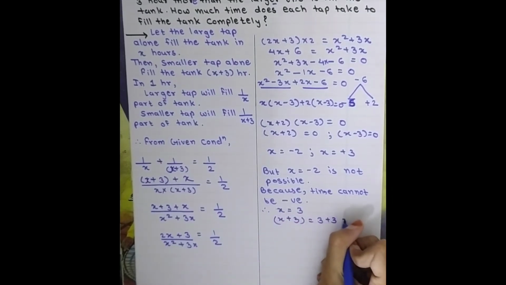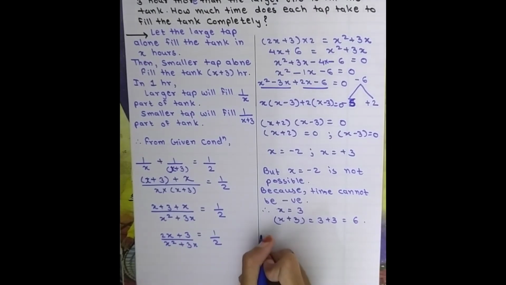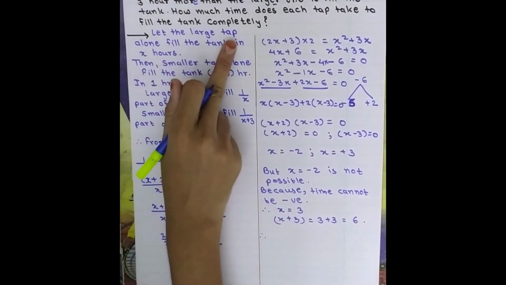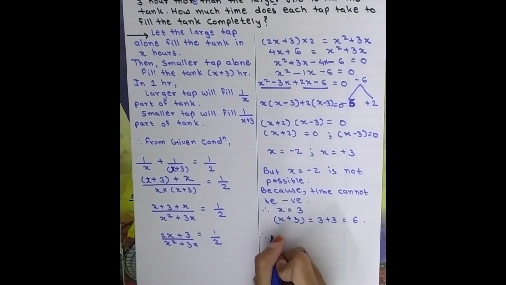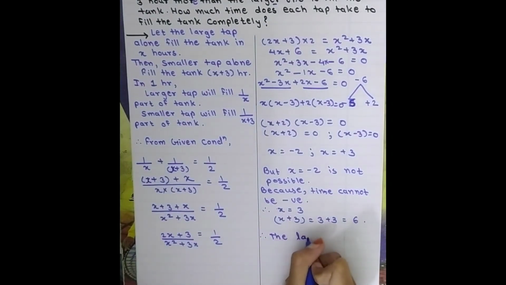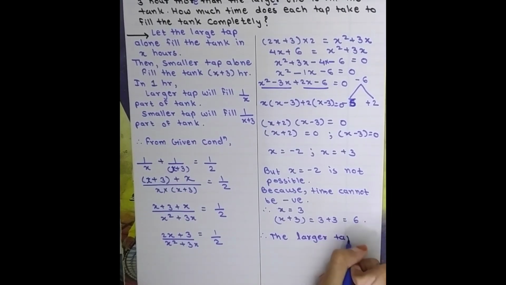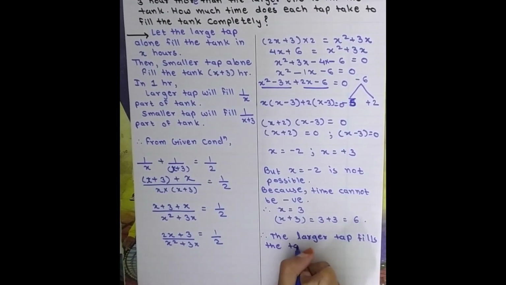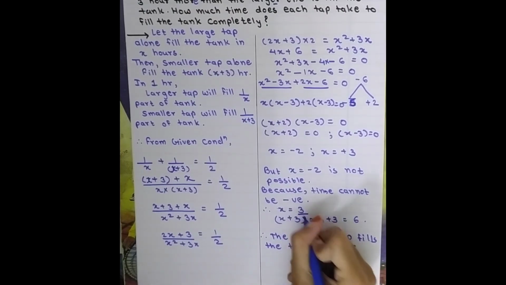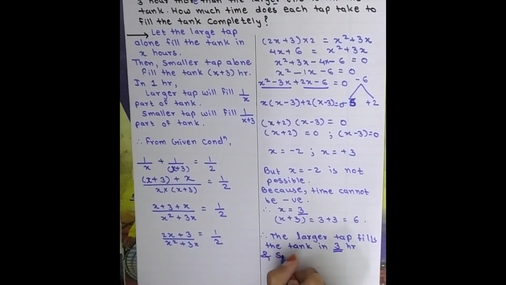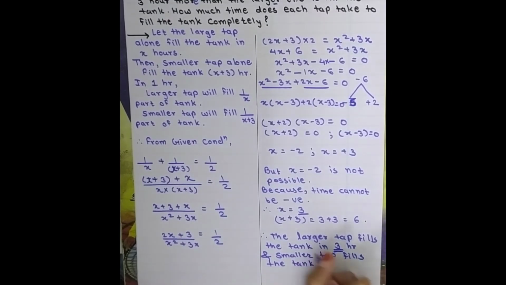3 plus 3 is 6. Therefore, the larger tap alone fills the tank in 3 hours and the smaller tap fills the tank in 6 hours.